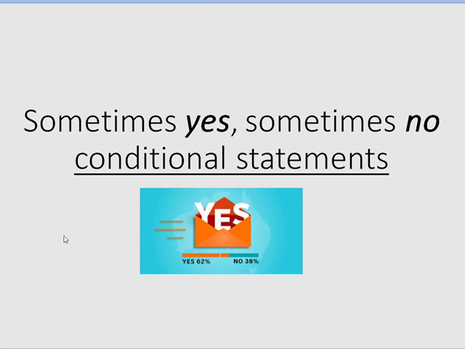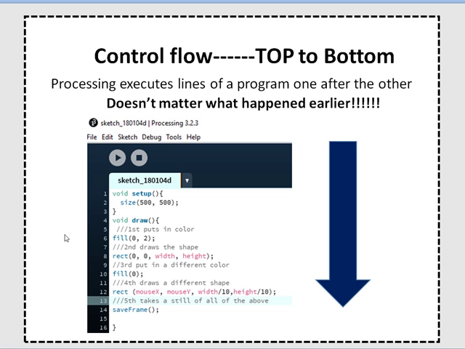So we want our sketches to get to be a little bit more picky so that sometimes they run the code and other times they don't run the code. And that's called a conditional statement. Sometimes it's yes and sometimes it's no. Currently, the way Processing is working is it just says yes all the time. It starts up at the top and it just runs the code all the way down. And it doesn't matter what happened earlier, it just keeps going down. The only thing that matters is if you're missing a semicolon, for example, it'll stop.